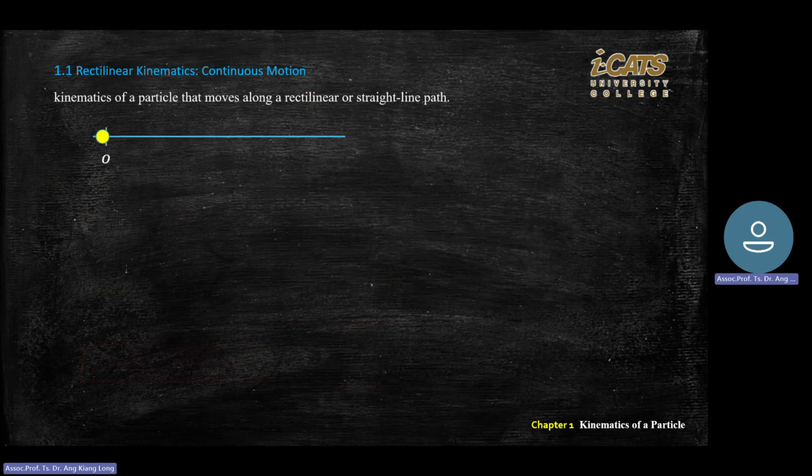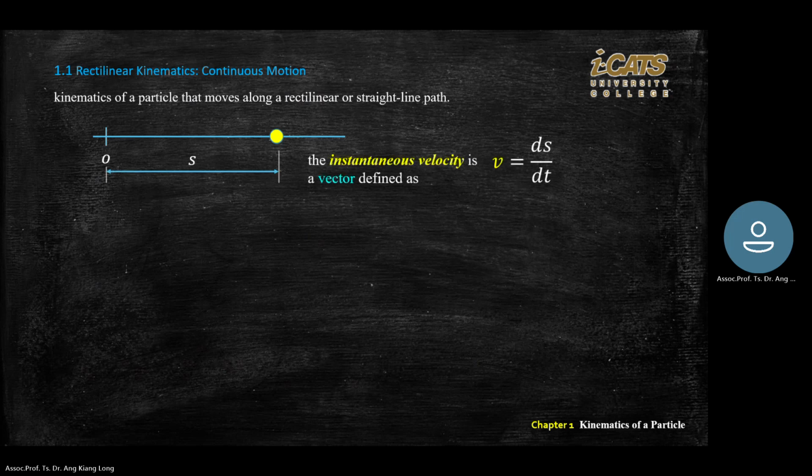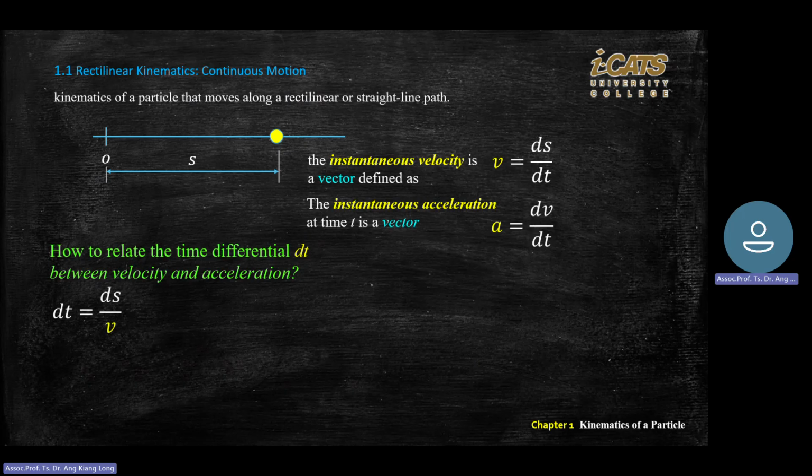Okay. The next one. So these are the recall of the three. Okay. Now a mathematical question. How to relate the time differential dt between velocity and acceleration? These two equations, velocity and acceleration, you have the same dt, right? v equal to ds/dt and a equal to dv/dt. If we take t as our command, means we freeze the time, we can determine v and a.